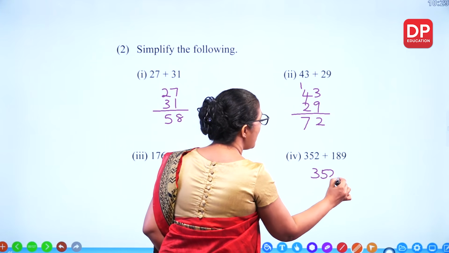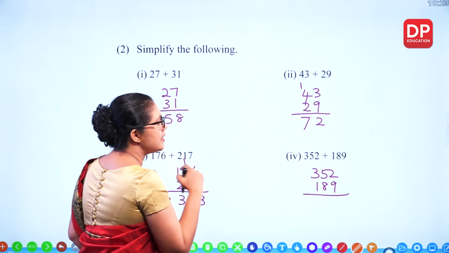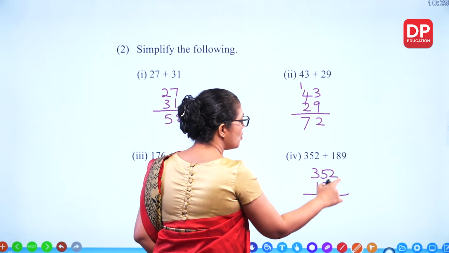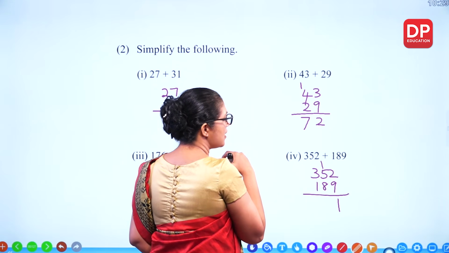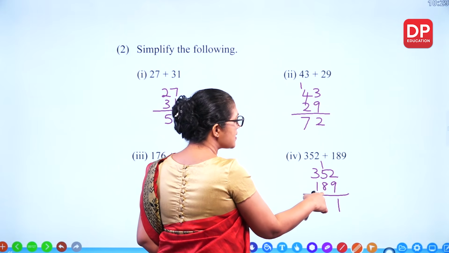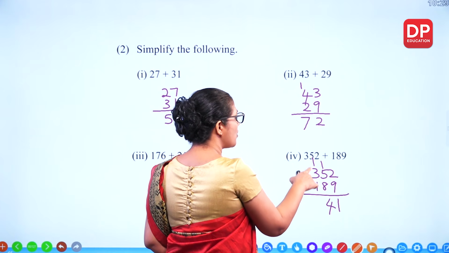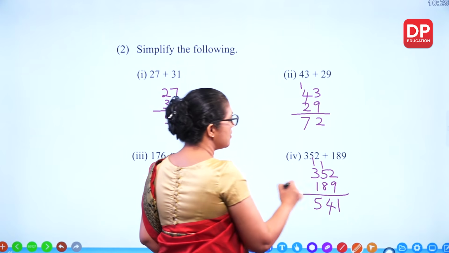352 and 189. When you add it, 9 plus 2, 11. 1 you take it to this level. 5 plus 1, 6. 6 plus 8, 14. 1 take it to this level. So you get 4 plus 1, 5.